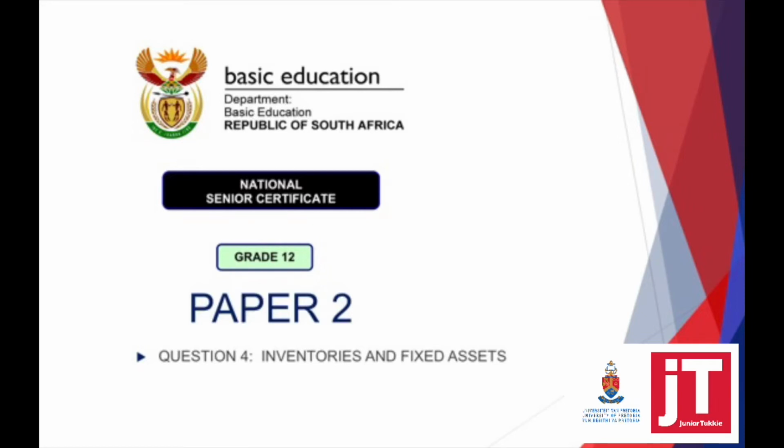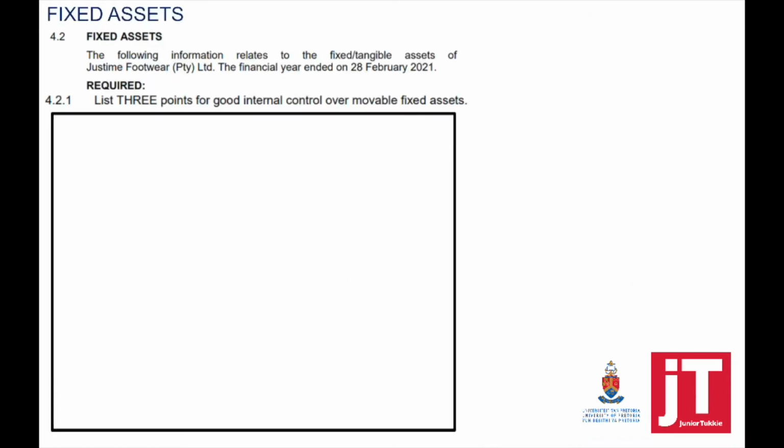We are now going to look at paper 2, question 4. The next part of this video is where we're going to focus on fixed assets. This is a topic which is not new to grade 12 learners. It's what you've covered since grade 11, actually since grade 10. It can be asked as part of paper 1 or paper 2, like in this case.